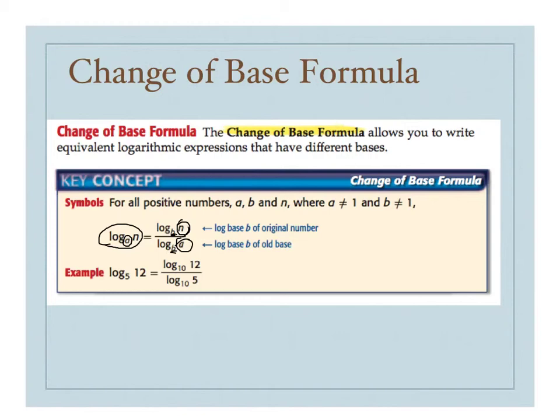So here's an example. Log base 5 of 12 can be rewritten as log base 10 of 12, so the 12 goes to the top and the 5 goes to the bottom, divided by log base 10 of 5. Okay, so this is a really useful formula. It allows us to change complicated logs that are in a messy base into easier bases to work with.